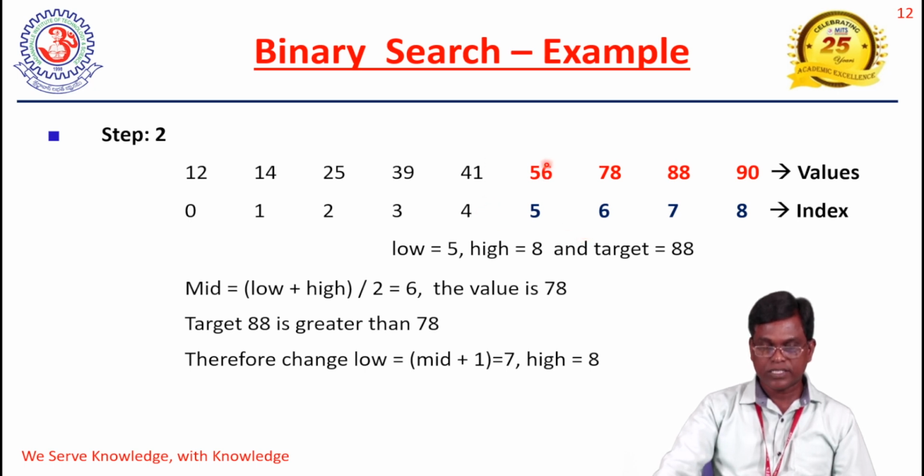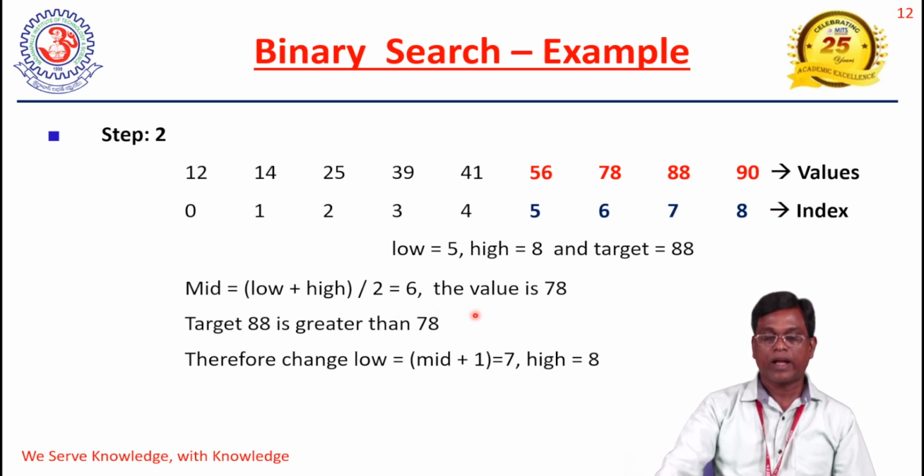So now the list of values in which we are going to search is 56, 78, 88 and 90, and the corresponding index positions that we are going to consider here are 5, 6, 7, 8 only. So now low value is 5, high value is 8, and the target value is 88. Again we follow the same process. We calculate the mid position, which is now 6, and in the sixth position the value is 78. Now the target value 88 is greater than 78, which indicates that the target element will be available in the right half of the elements.